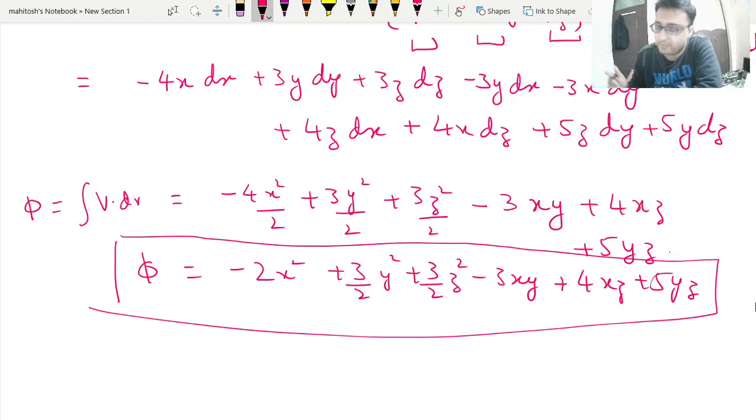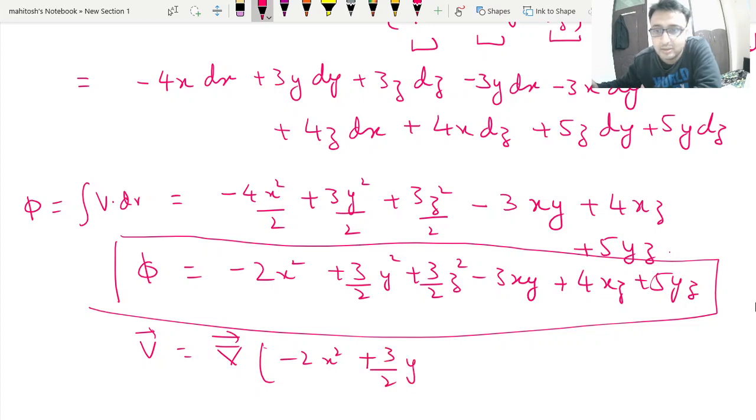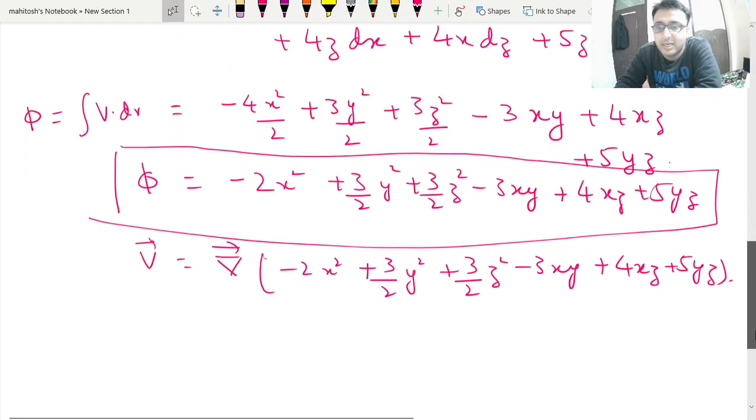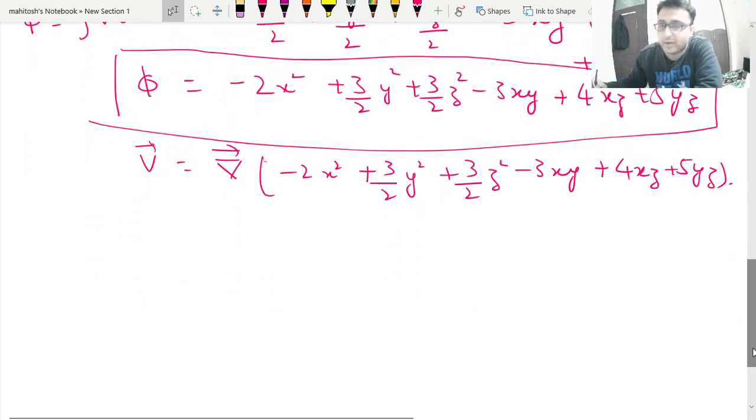Okay. Now, the second part was that we can express this v as grad of phi. This is how you have to write it, because they have asked explicitly to write it as a gradient of a scalar function. So we have answered all of them, right? Now, what is most important at this point is to re-verify our answer. So what we will do, we will take the grad of phi.